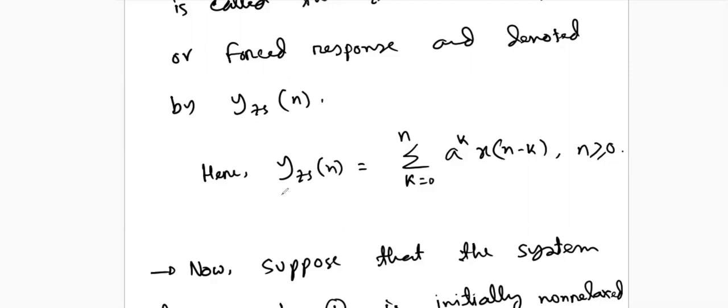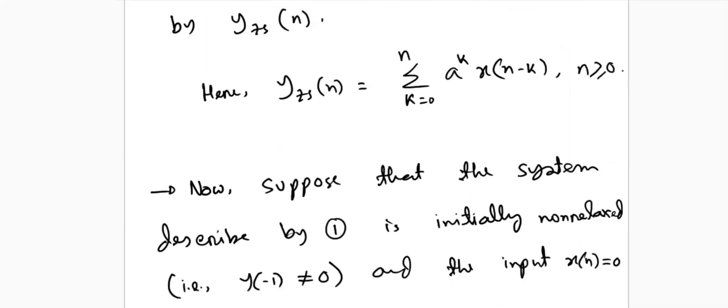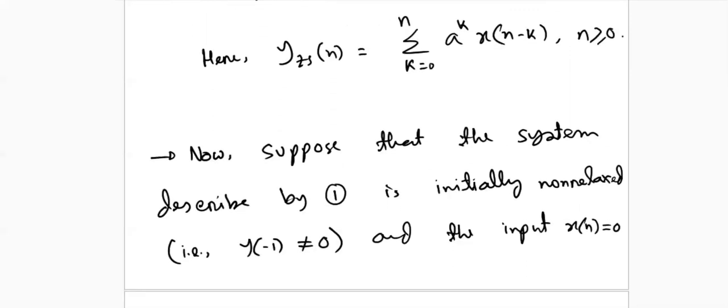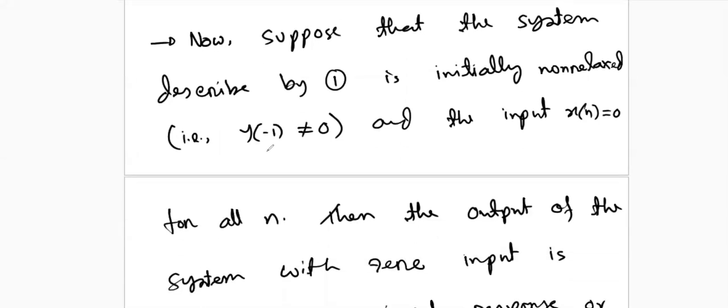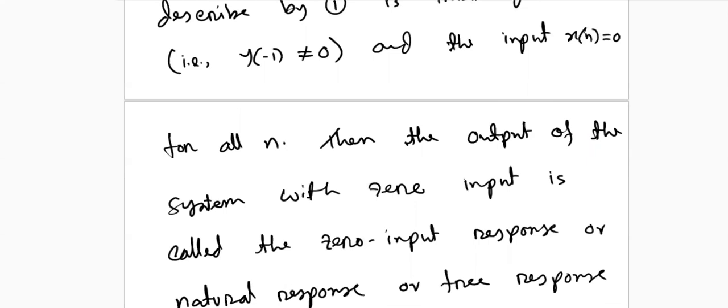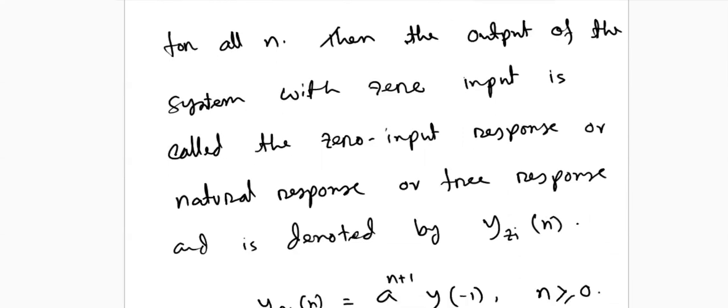Okay, so I believe that you can understand what the zero state response is, where the initial condition is equal to 0. Now suppose that the system described by equation 1, that means where we have both initial condition and the inputs, is initially non-relaxed. That means you have the initial condition and the input is 0. You do not have any input to your system for all n, so for all time. Then the output of the system with 0 input is called the zero input response.